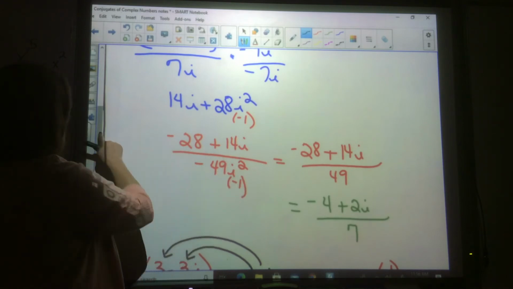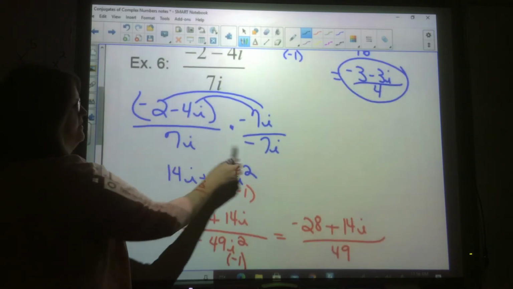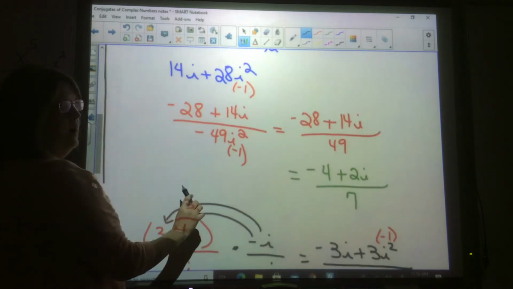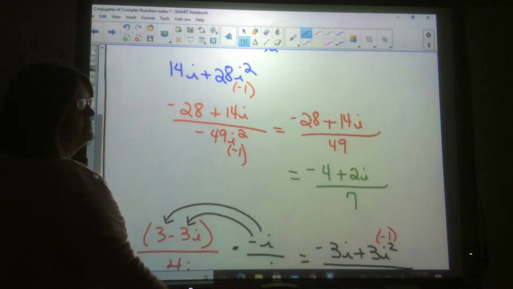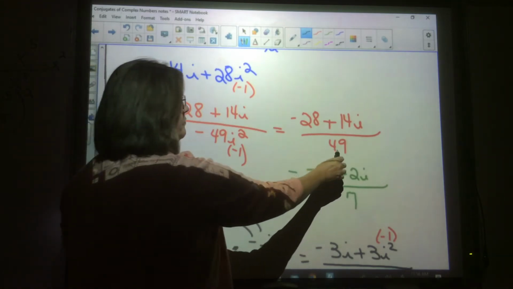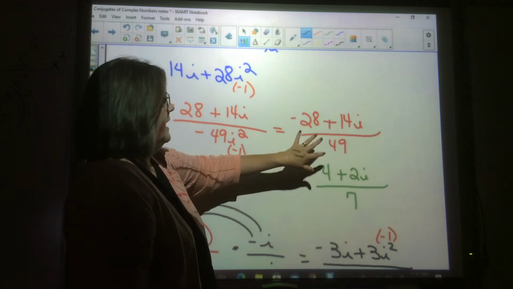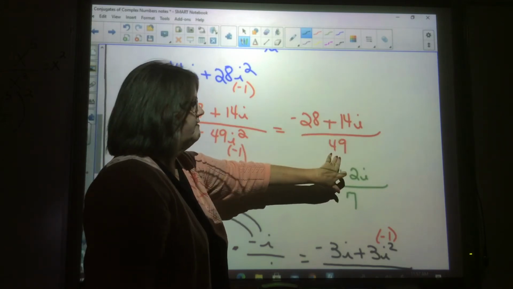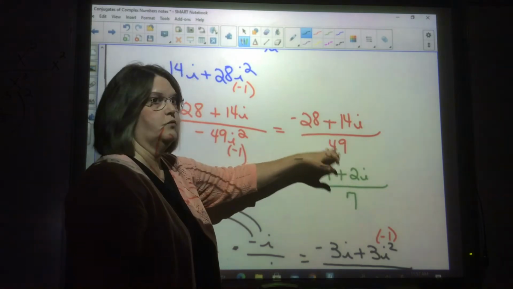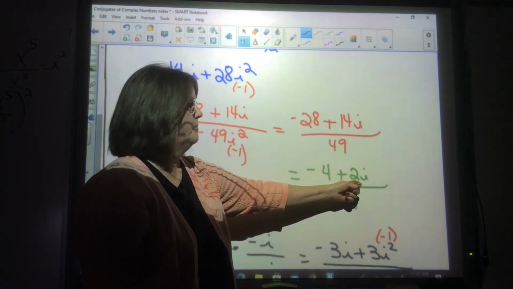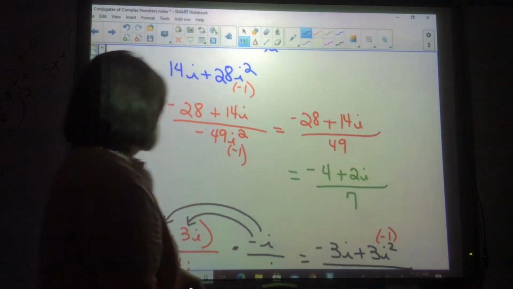All right, my denominator up above, 7i times negative 7i is negative 49i squared. Put in a negative 1 for the i squared. That becomes positive 49. Now, again, I have to simplify all the way. So these three numbers have a factor of 7, so I simplify by the 7, and that gives me negative 4 plus 2i over 7.